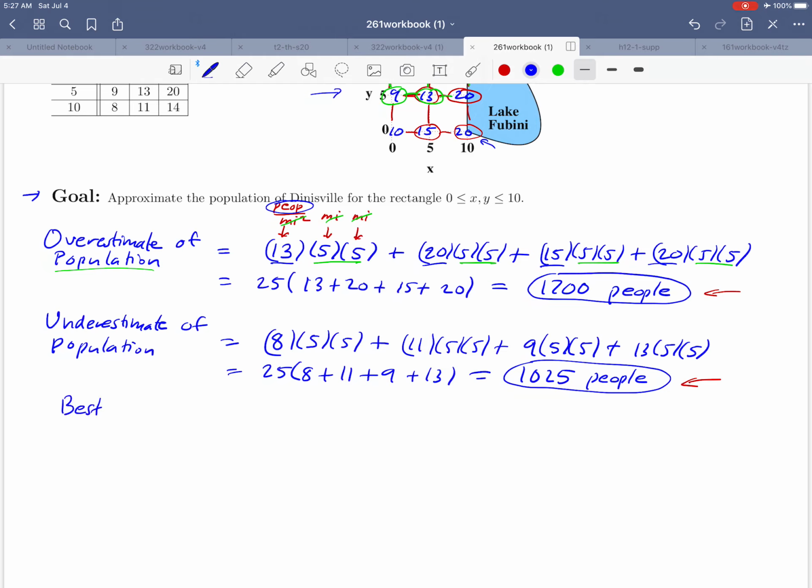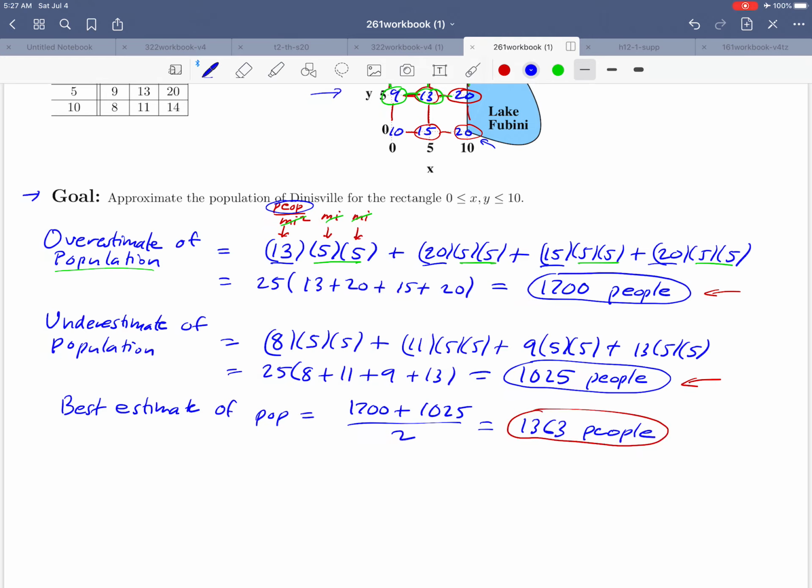So our best estimate of the population, okay, would be just the average of these two numbers. Okay, and that turns out to be about 1363. Okay, now we have answered the question that they asked us here. We approximated the population, came up with 1363, but I want to pose a couple of other questions because it kind of leads us into the idea of an integral here.